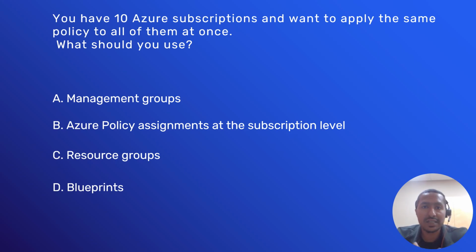This is a great example of understanding Azure scope hierarchy. At the very top, we have management group, under it, subscription, under it, resource group, and then at the very bottom, resource. Whenever you are asked to apply something across multiple subscriptions, always think management group first. It's the only scope that lets you do that with a single assignment.